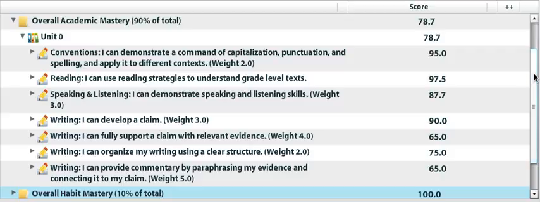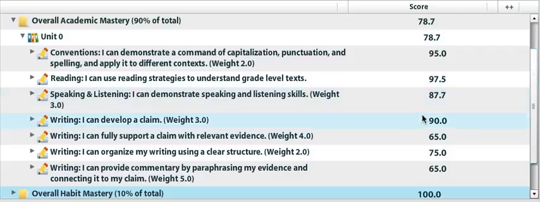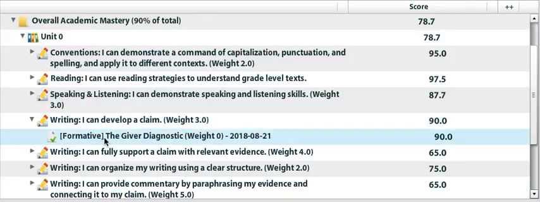When we're writing an essay, we're using many different skills to write that essay. And so we break it down by learning target, and that actually makes it easier for you to see which skills are you strong in within essay writing and which do you need more support in. So for example, one of the skills we need to write an essay is to develop a claim or a thesis. If I click on this learning target, the giver diagnostic is going to pop up. Remember, I said it wasn't actually going to count as part of your grade, so it has a weight of 0, meaning it doesn't affect your grade.